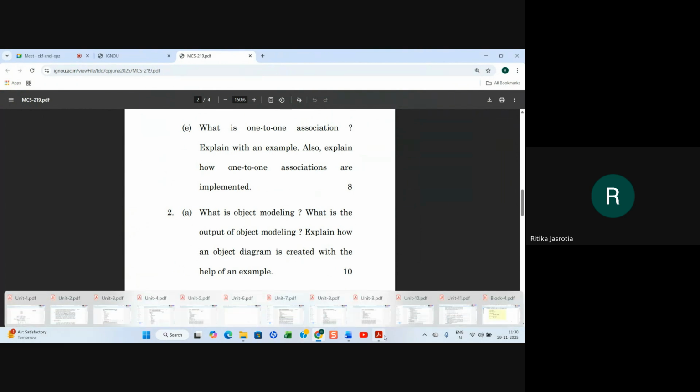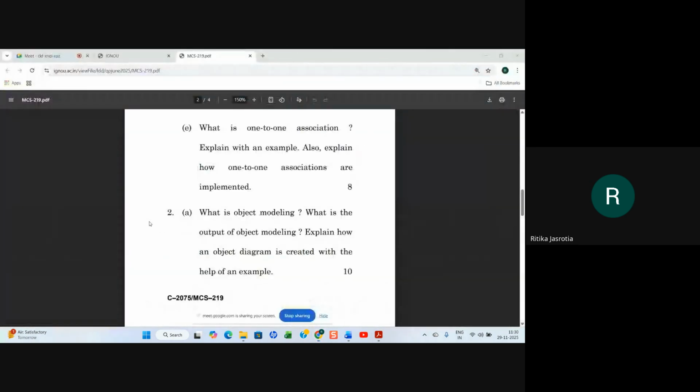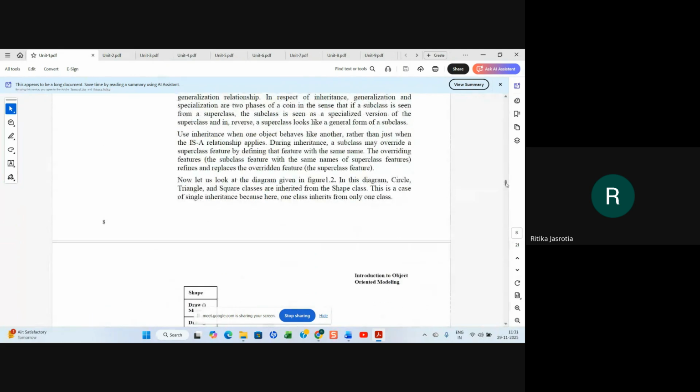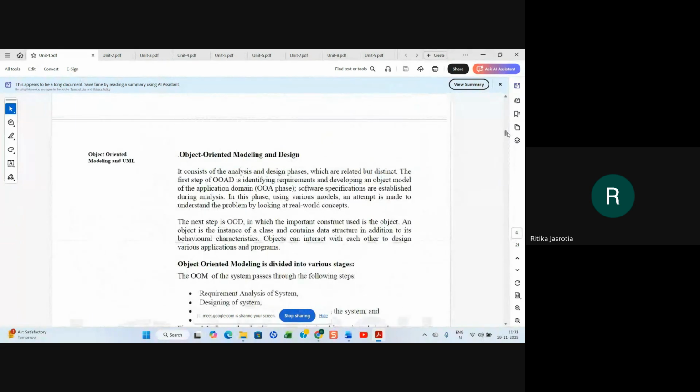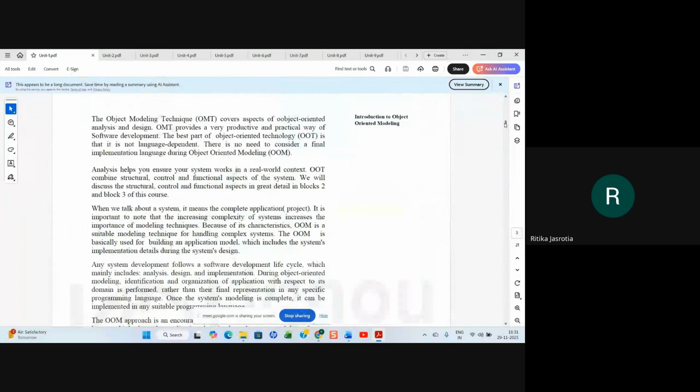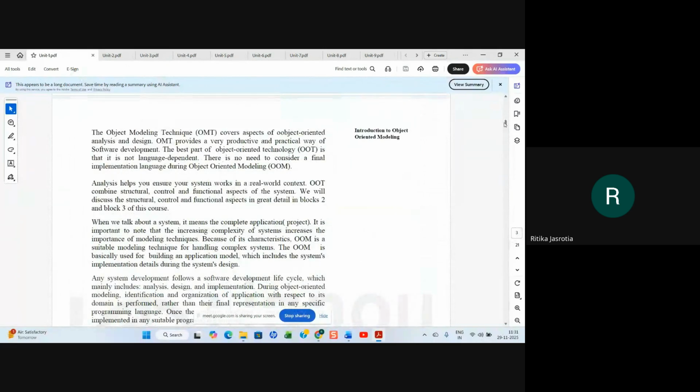We had talked about object modeling in the first unit, if you remember, block 1. So your OMT was this, object modeling.